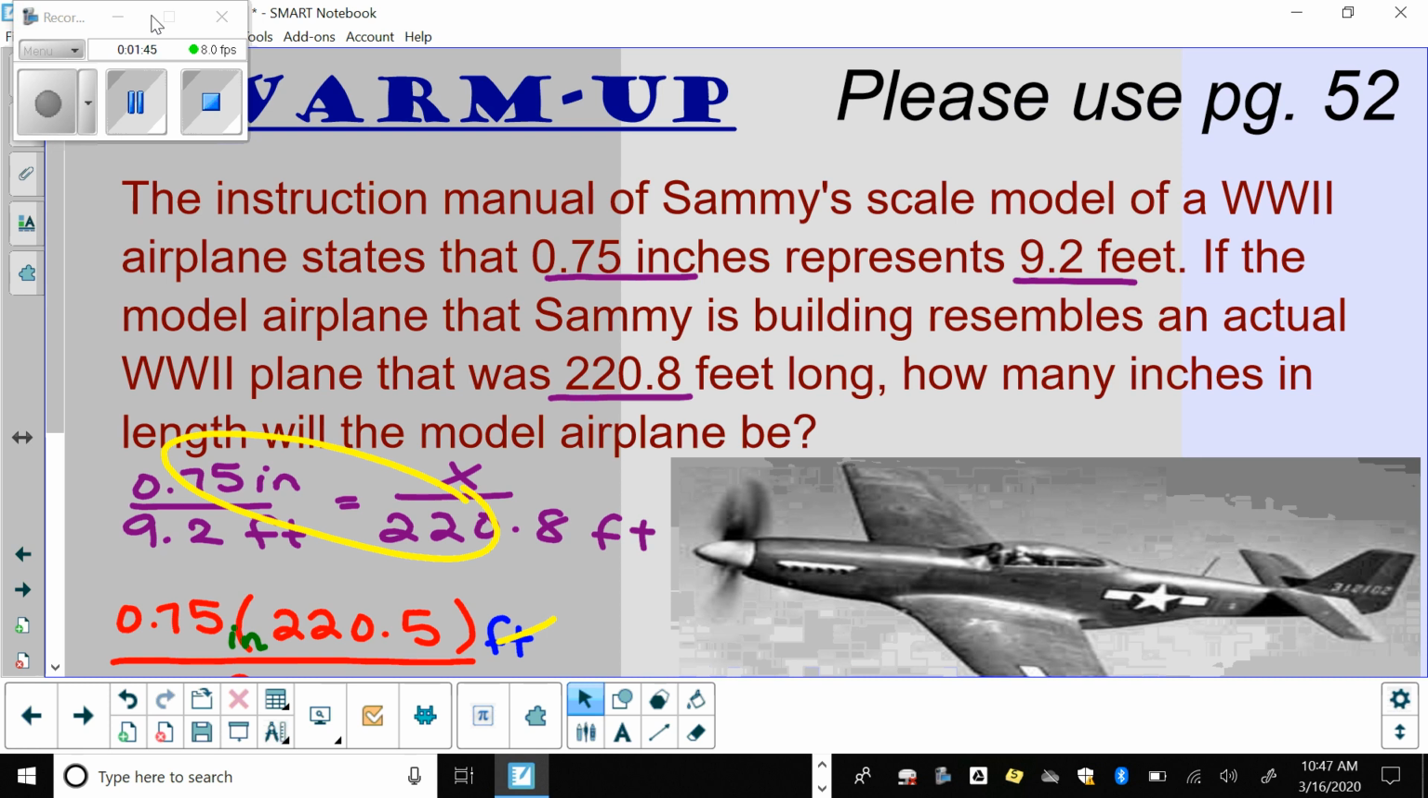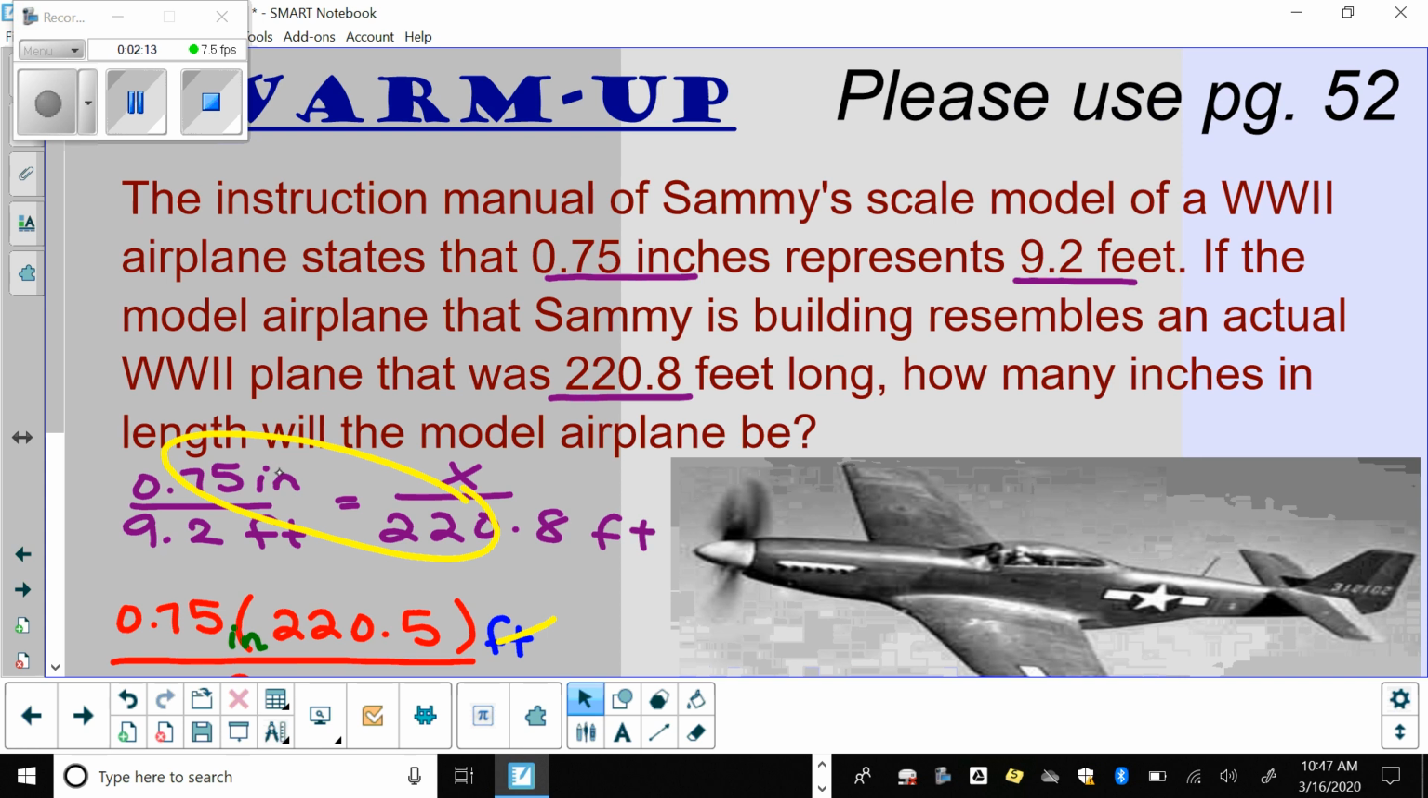If you look at the proportion I set up, I did 75/100ths of an inch over 9.2 feet. So my proportion setup is inches over feet. You could have done feet over inches. You could have done scale to the real airplane. There are a lot of different ways you can set up these proportions as long as you are consistent.